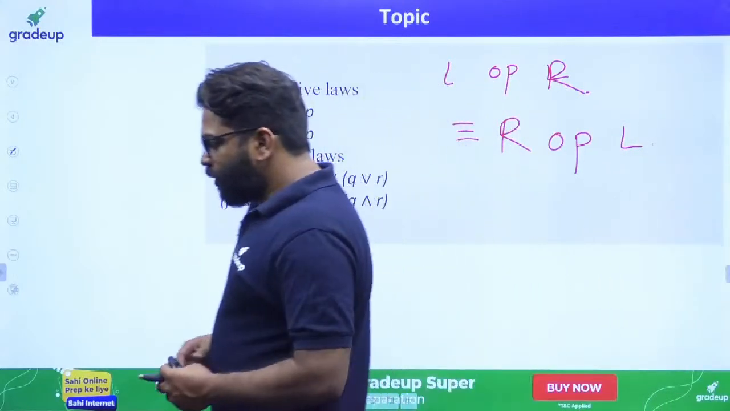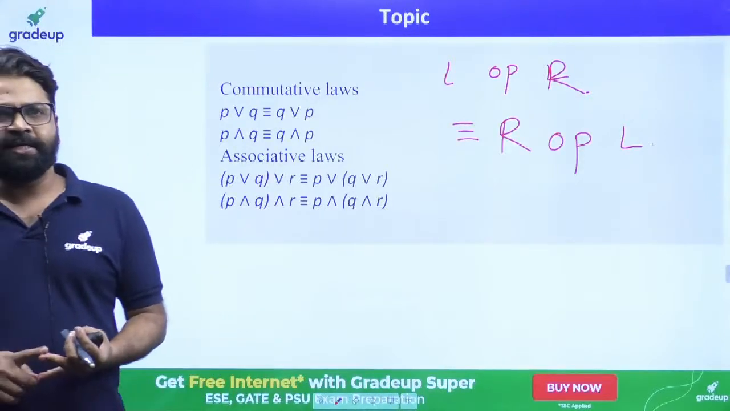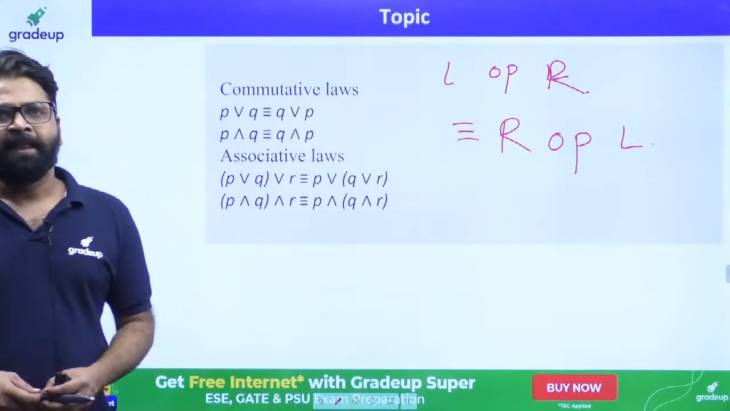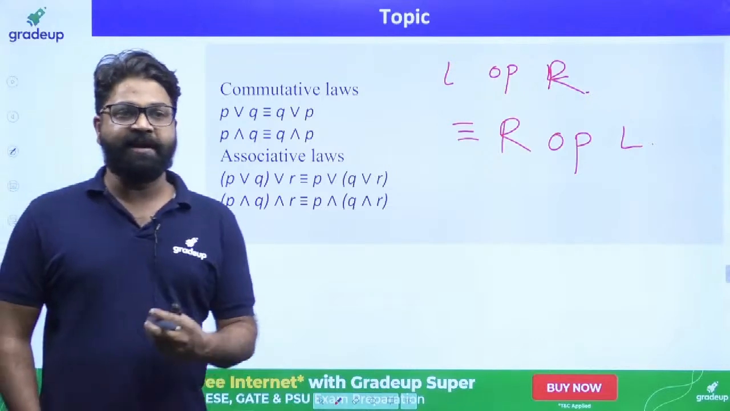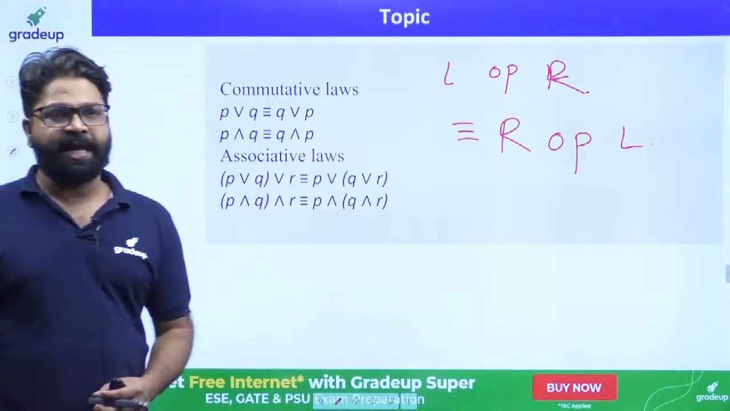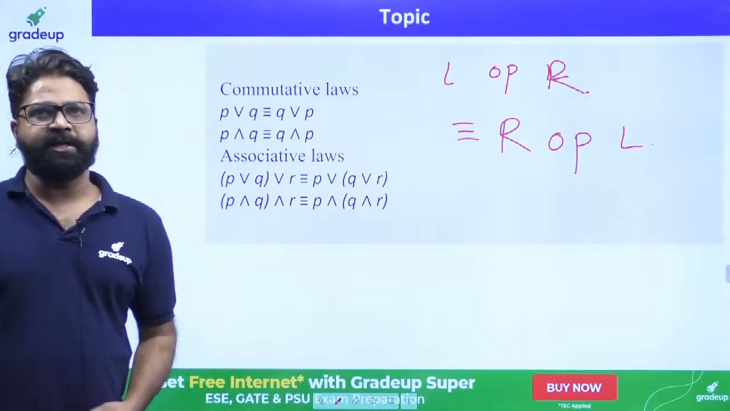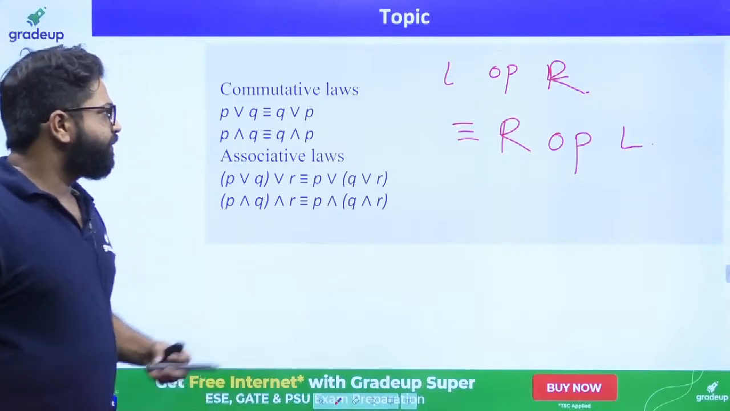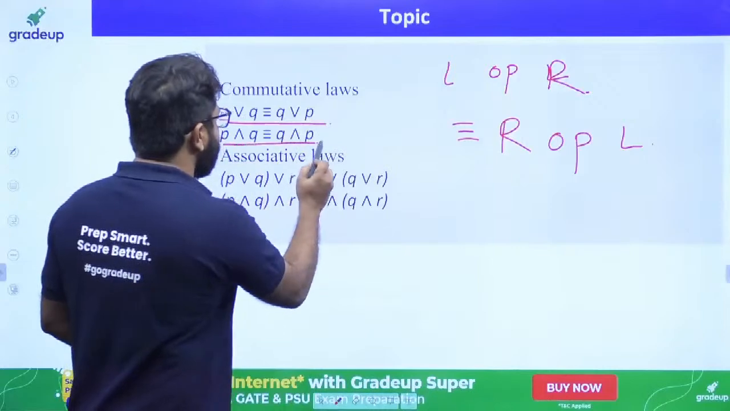You can use any operator, you can use plus, you can use minus, multiplication. But obviously we are understanding the logic, so we have to use the logical operator. That can be AND, OR, or any connectives, single implication, double implication, or anything. As everybody knows, this expression is going to be commutative.